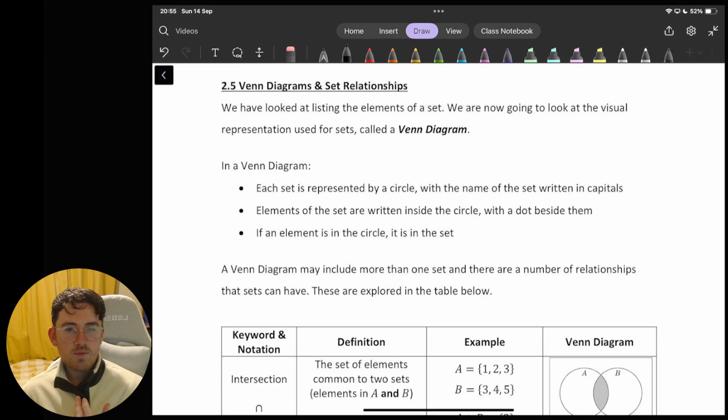It's similar to how we used the commas when we were listing them out in a list. It's just to separate individual numbers, to make it really clear what each individual element is, to make it clear that if I have 1 and 2 in the set, it's not 12 just because I've written them very close to each other. And then again, as I said, if it's in the circle, it's in the set.